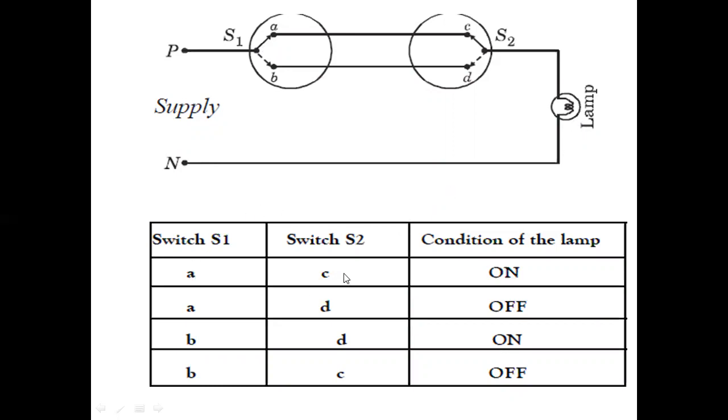So A and C is on, A and D is off. S1 is positioned at A, S2 is at D, so the lamp will be off because the current can reach up to the C point, but C and this terminal is not connected, it is connected to D. That's why the lamp will be off. Switch 1 at B, switch 2 at D: B and D is continuous, so it is on. B and C, B is here, C is here, so the lamp is off. So simple. Whenever the current path is continuous from phase to neutral, then the output will be on. Otherwise, it is off.